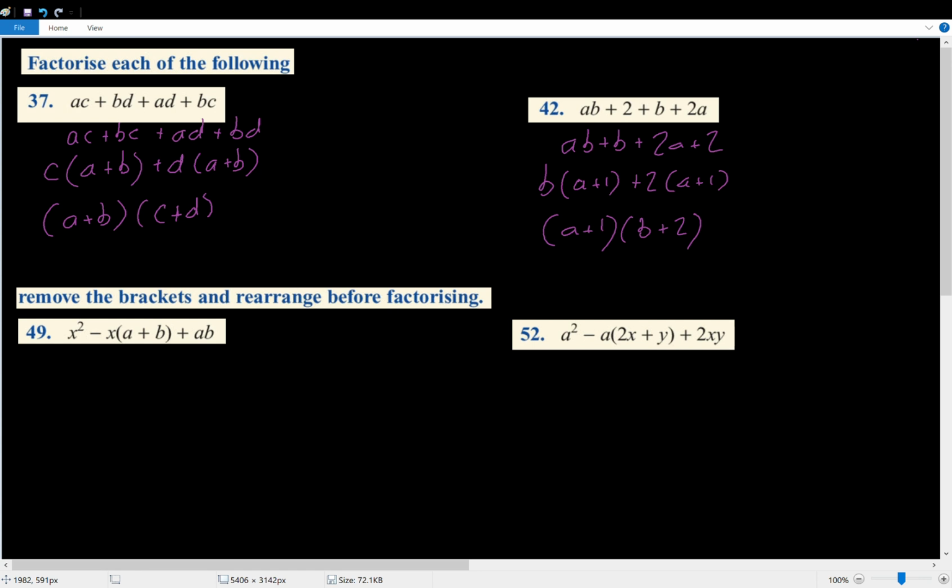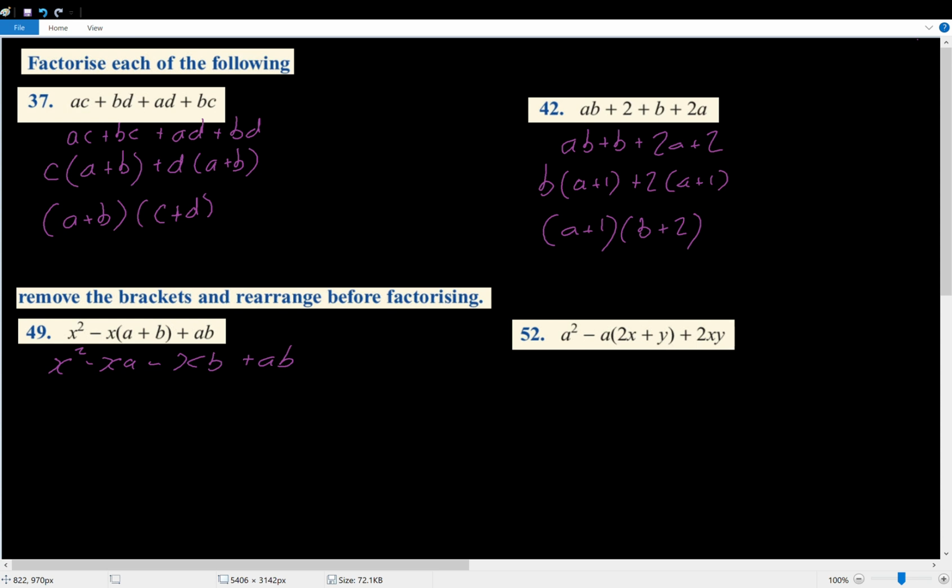Now for 49 and 52, we're going to have to remove the brackets and rearrange before factorizing. So we're going to do the rearranging that we did for 37 and 42, but we've got to remove the brackets that are in the question first. So multiplying out the brackets to start with, our x squared won't change. When we multiply our brackets, we're going to get minus xa minus xb plus ab, like that.